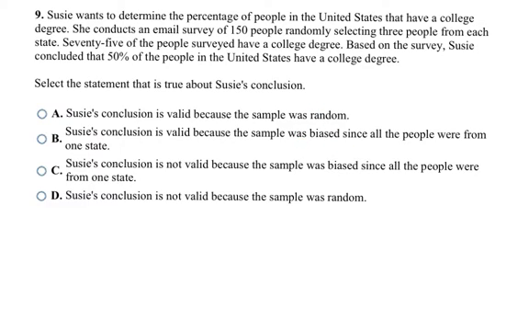So she's looking at the people in the United States. If she randomly emails 3 people from each state, that's a good random way, so that she's ensuring that she gets a little bit of everybody from each state and not leaving any state out. And then she picks those people randomly. So that's a good random sample. So that means her conclusion is going to be valid, which is A.